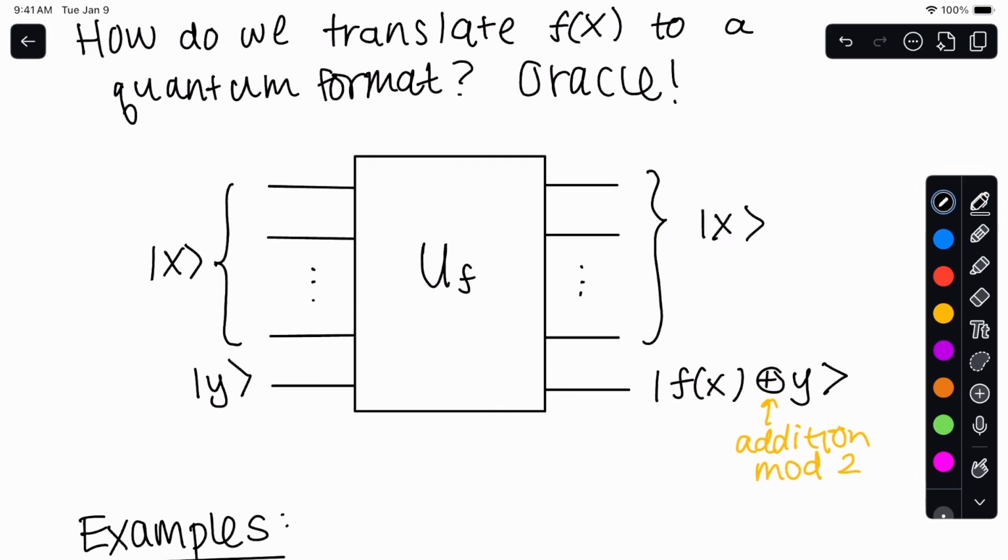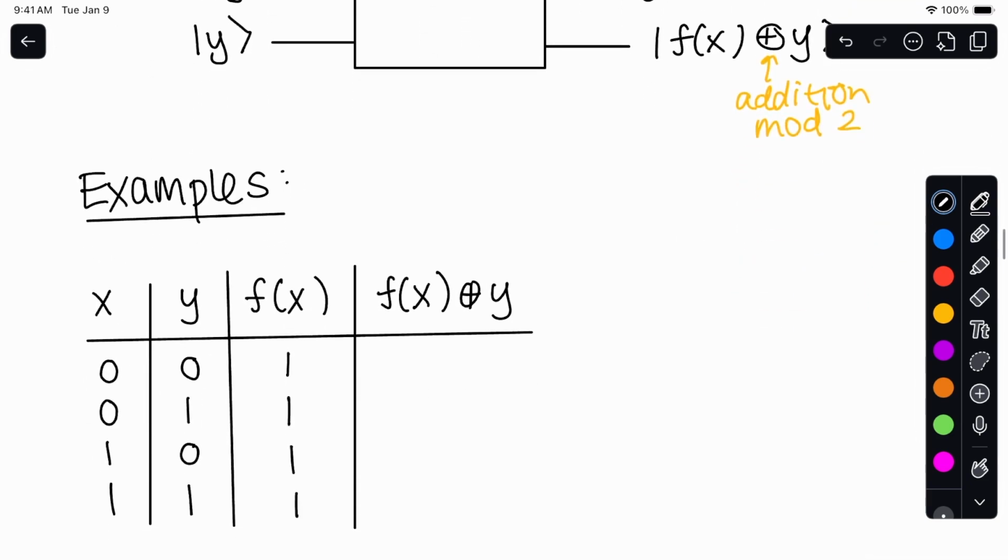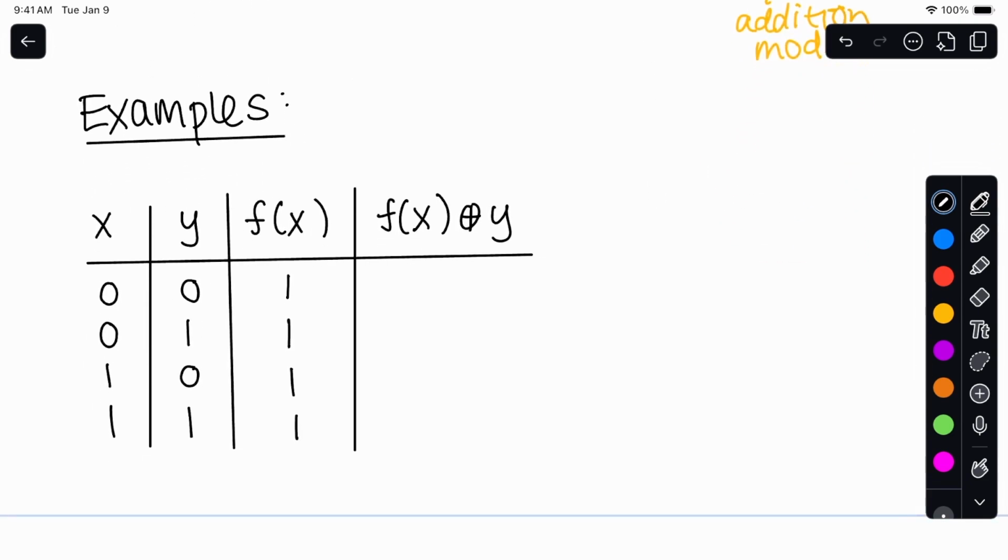We can see some examples of this kind of oracle, just to see how we go about constructing it. We talked about this a little last week, but I'll go over it again, because this is really important. Consider this example where we have the constant 1 function. So whether x is 0 or 1, f is always 1. And then we can consider the case of y being 0 or 1 in either of those cases. First, let's just figure out what f of x plus y is. So 0 plus 1 is 1, 1 plus 1 is 0, 0 plus 1 is 1, and 1 plus 1 is 0.